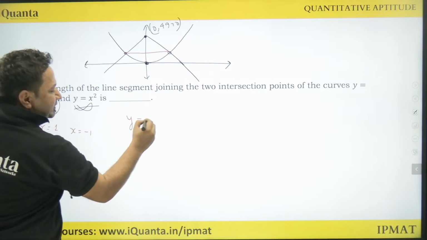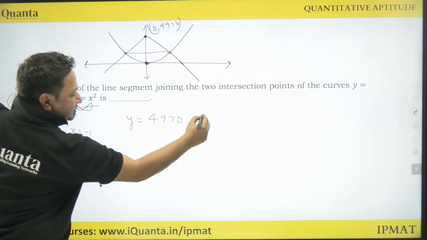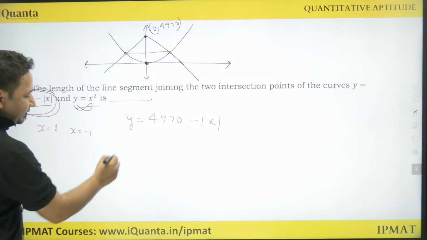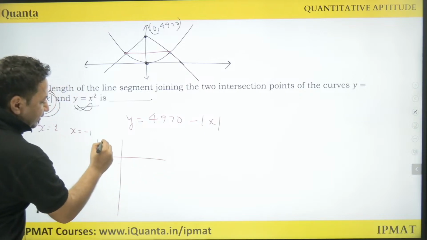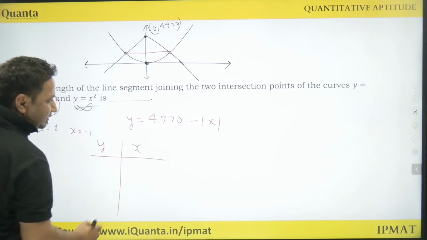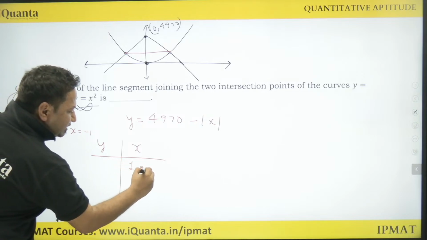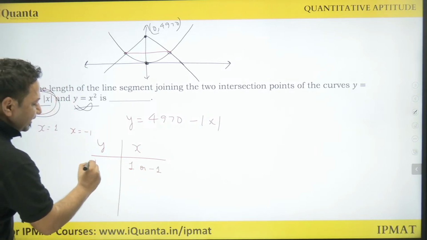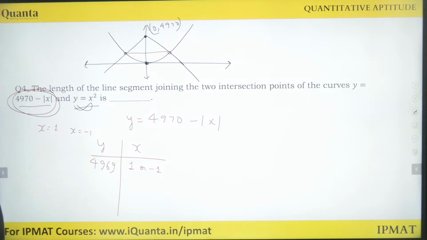Let this be y is equal to 4970 minus mod x. Now, if I calculate the value of y and the value of x, so x, whether you put 1 or minus 1, in both the cases you will get 4969. Is that right?